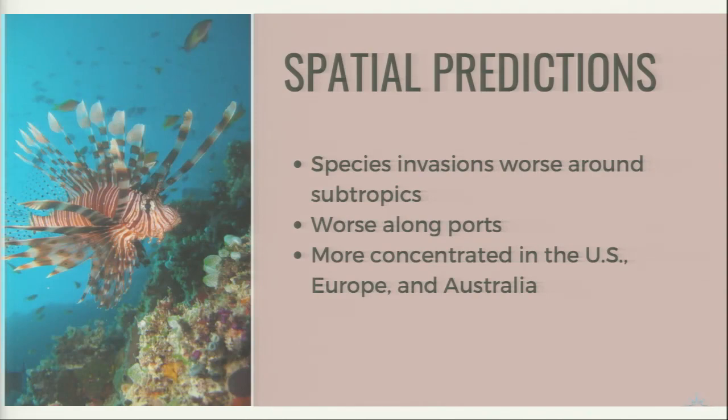Based on my previous knowledge of invasive species and the literature that I had reviewed, I was able to make a few predictions. I predicted that the species invasions would be more concentrated around the subtropics and along the ports, as these are common points of entry from human travel, as I showed in the map before. I also predicted that they would be more common in the United States, Europe, and Australia, because this is really where invasive species have been documented for the most part and where they are seen to be concentrated.